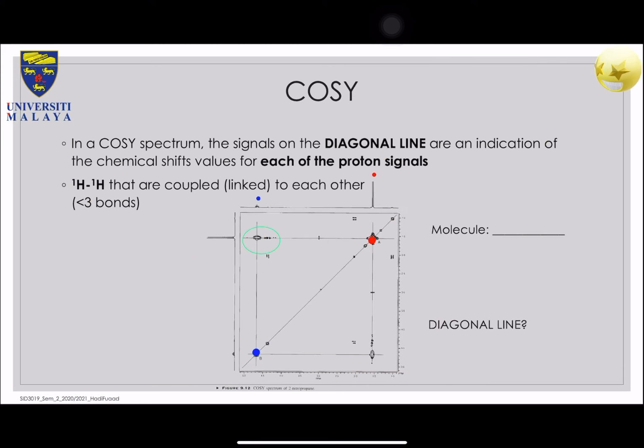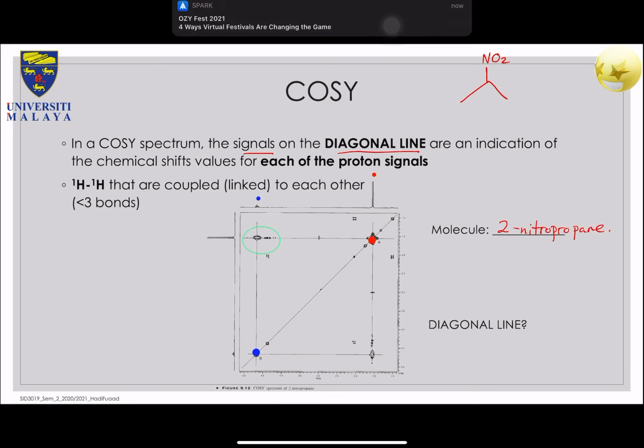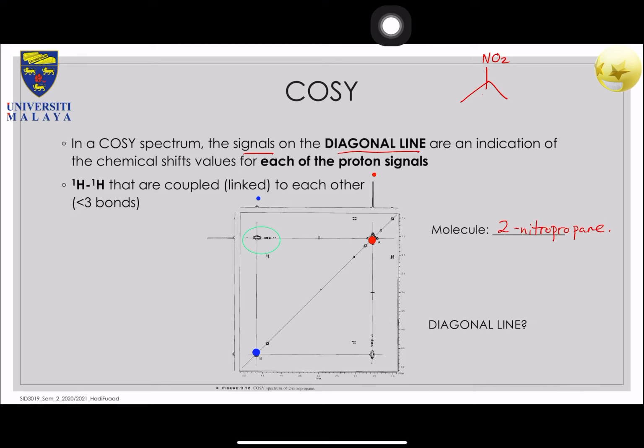Now, what is COSY? We will look at COSY in just one slide. In a COSY spectrum, signals on the diagonal line are an indication of the chemical shift values of each of the proton signals. So these are protons that are coupled or linked to each other within less than 3 bonds. In this case, for example, we have 2-nitropropane. Propane is like that, and you have a proton over there, and then you have 3 protons on either side of the molecule.